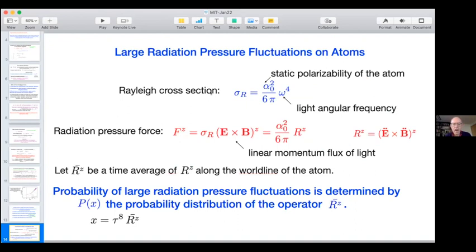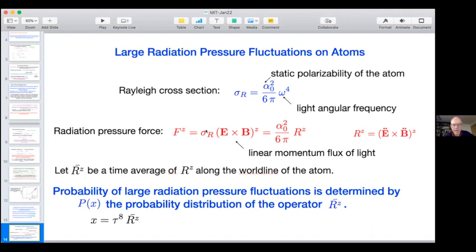As you all know, when light scatters off of an atom, at least light with sufficiently low frequency, it scatters by Rayleigh scattering, which has a characteristic omega to the fourth power cross section. And the coefficient depends on the static polarizability of the atom. This is the limit where the frequency of the light is small compared to, say, the atomic energy separation, the transition frequency from the ground state to the first excited state. If this were just a constant, the radiation pressure force on a material object would be proportional to the linear momentum flux in E and M, which is basically E cross B in the Z direction.